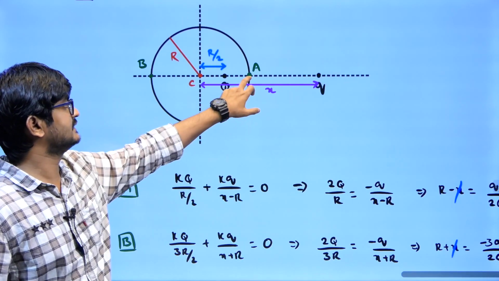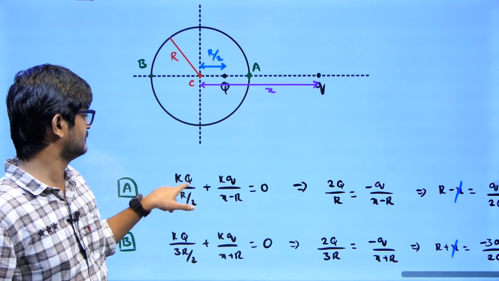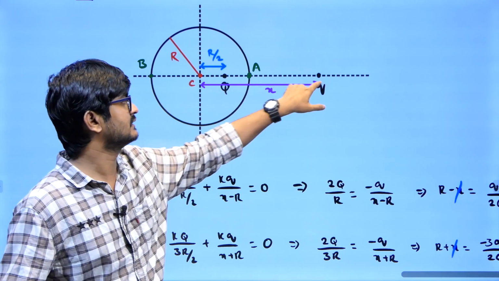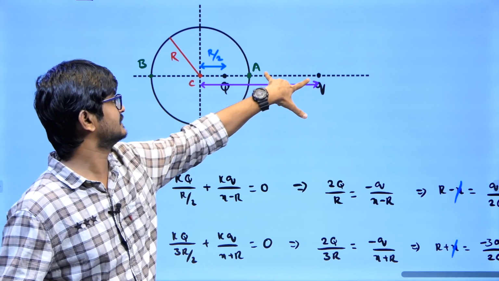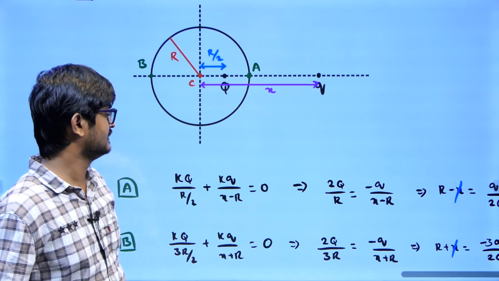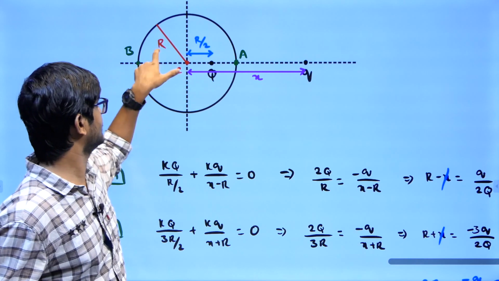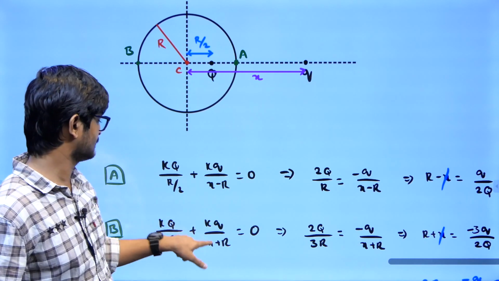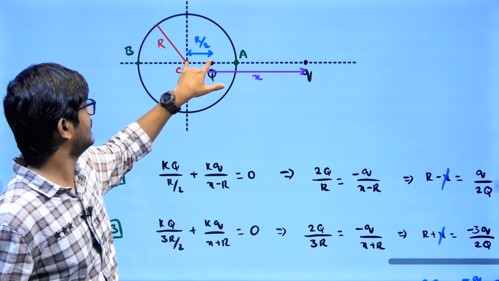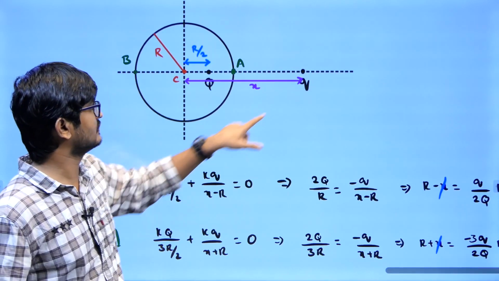Now the potential here is 0. That is the potential due to this one, which is kq by r by 2, and the potential due to this one, kq by x minus r. This distance is x minus r. This is equal to 0. Similarly here it is kq by x plus r, and k capital Q by r by 2 plus r, which is 3r by 2. Now these are the 2 equations. The 2 unknowns are q and x.